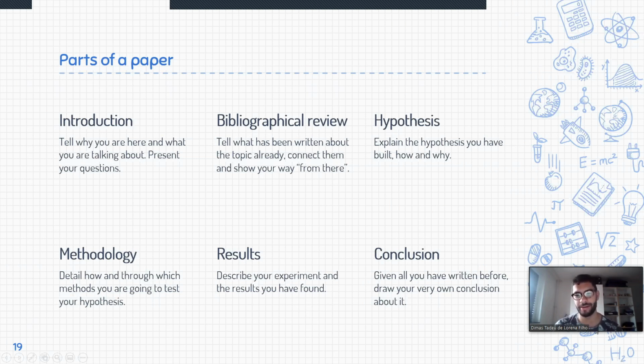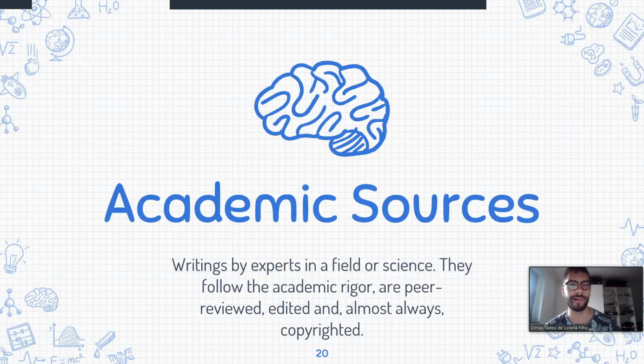I don't know why. Yeah, academic sources, and these are the scholarly references. They are writings by experts in a field or science, and this is what we're looking for when we put everything together. They follow academic rigor. They are peer-reviewed. They are edited, and almost always copyrighted. There's a reason for that, and I'm going to explain it.